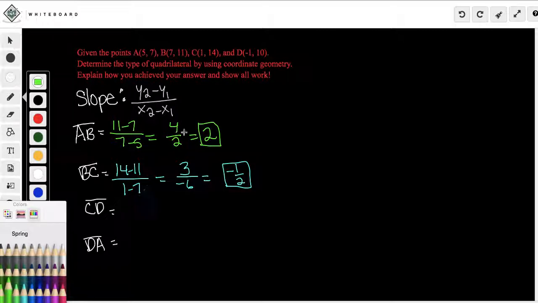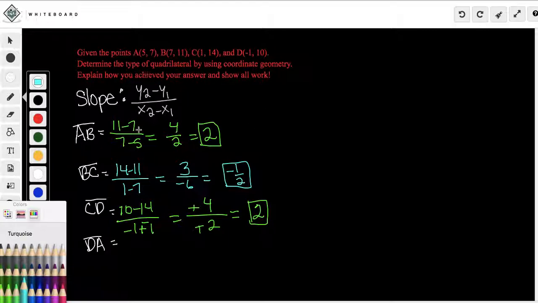I'm going to keep going, CD. 10 minus 14 is going to be my change in y, over my change in x will be negative 1 minus 1. 10 minus 14 is going to give me a negative 4. 1 minus 1 is the same as 1 plus a negative 1, so that's negative 2. Negative 4 over 2 is going to reduce to 2. The negatives become positives. 4 divided by 2 is 2. So the slope of line segment CD is 2.